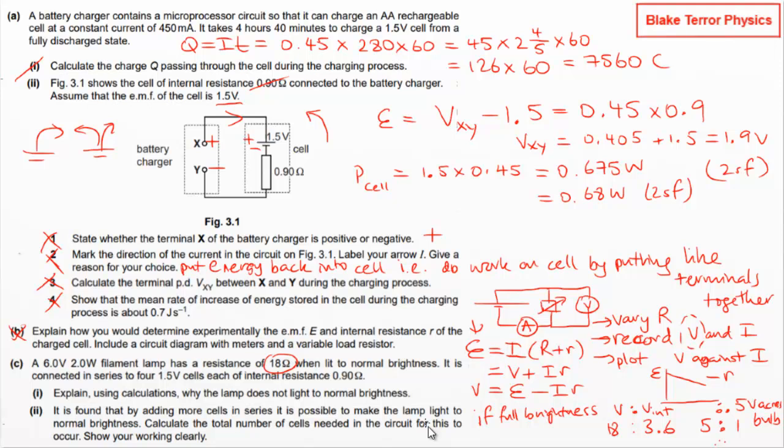So there's probably other ways of going about it, but that's the way that springs to mind for me at the moment. So this is what we require. This is the definition of full brightness, this setup of voltages, but it then doesn't work. It is found that by adding more cells in series, it is possible to make the lamp light to normal brightness. Calculate the number of cells needed.